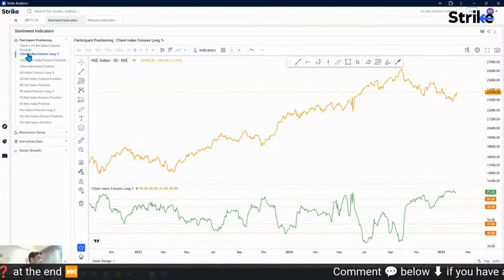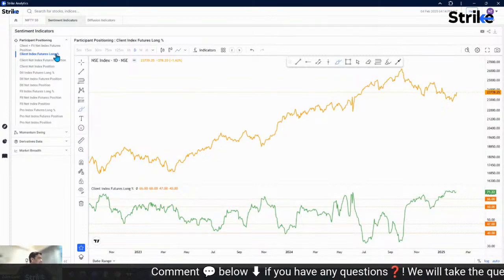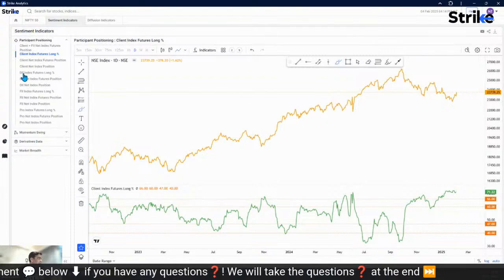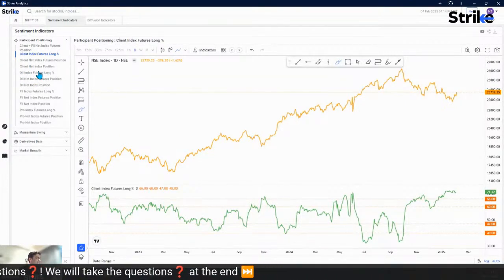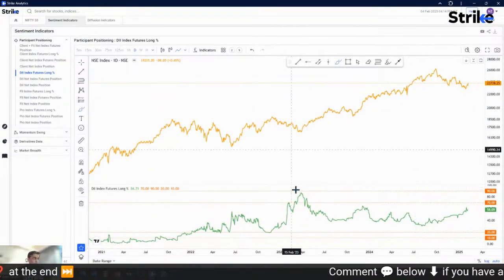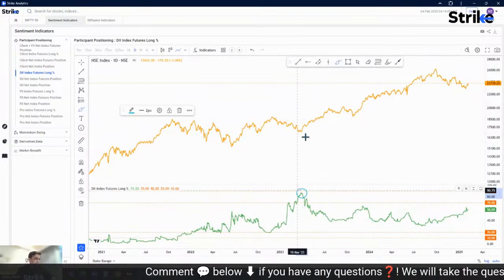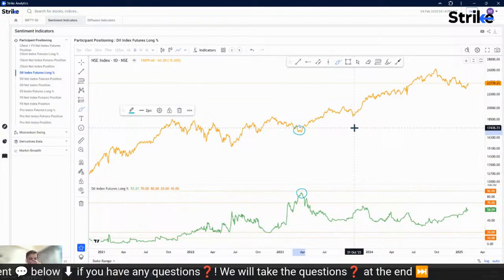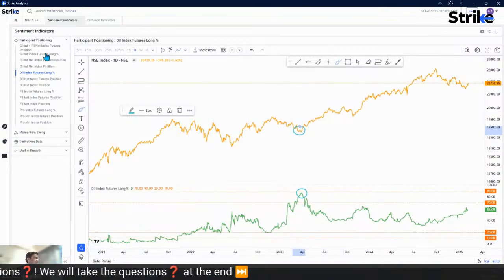Now let's get on to other positions over here. So this is client plus client index futures long percentage. This is their actual position. Then the DII, that is Domestic Institutional Investor, index futures long percentage. When this particular indicator's reading is extreme like this over here, we again see a kind of bottom. So this is working just like the client index futures long.